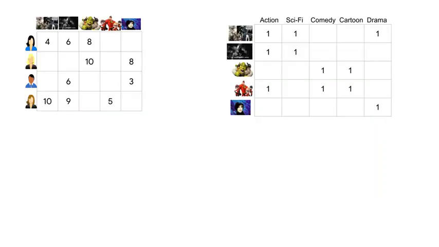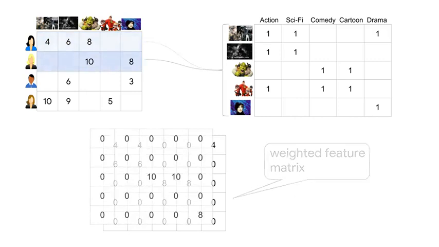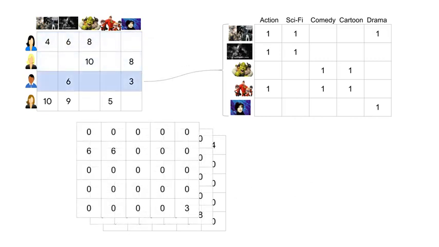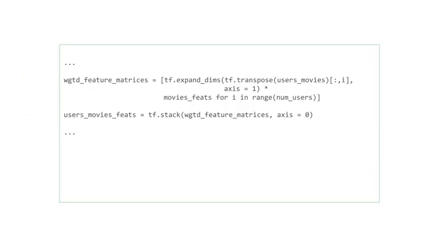We want to scale the movie feature matrix by the ratings given by each user. This will give us a weighted feature matrix for each user. For the first user, we will get this weighted feature matrix. We repeat this process for the second user, and the third, and so on. Once we have this collection of matrices, we can stack them together using tf.stack to get a complete weighted user feature tensor. The previous operations can be done in TensorFlow in the following way. We first build a list of the weighted feature matrices for each user, then use tf.stack applied to this list, setting the stack axis to be 0.